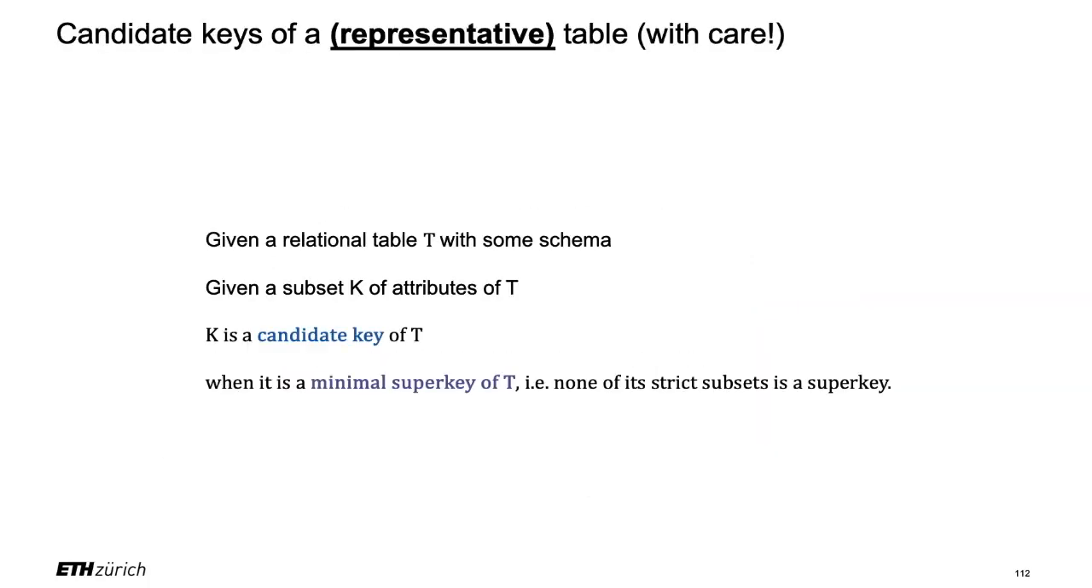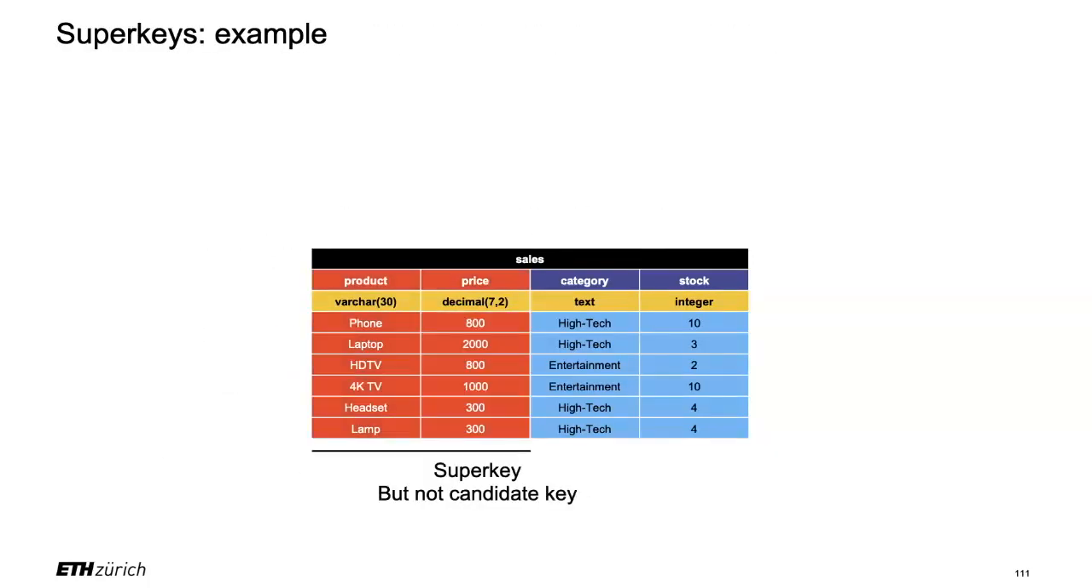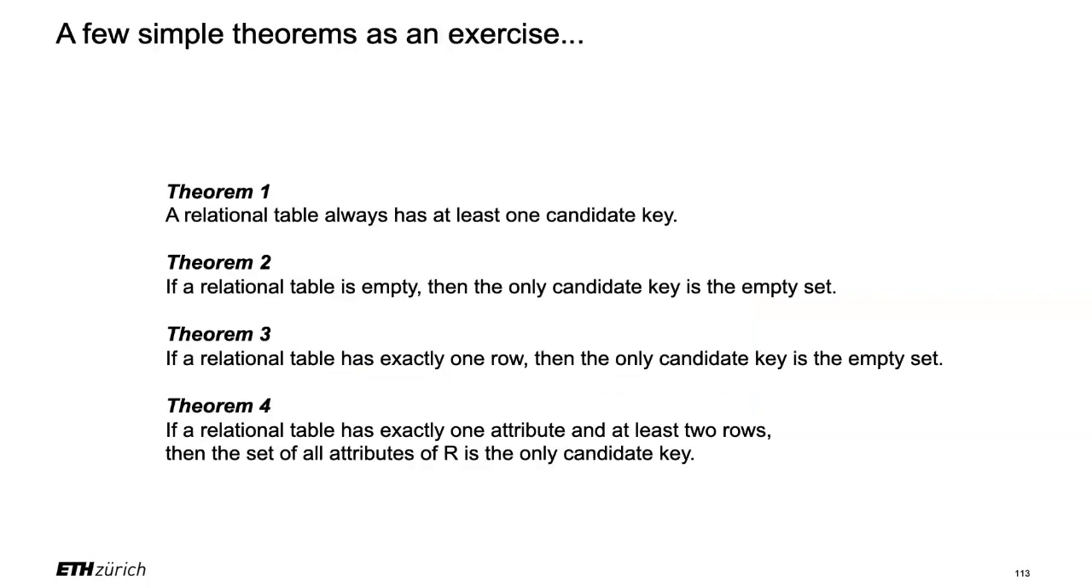Super key, candidate key. And again, that's the difference between super key and candidate key: a super key doesn't need to be minimal. And I have a few theorems for you. The first theorem is that if I give you a relational table, and I assume it's typical and representative of the universe, then there's always at least one candidate key. It cannot be that you don't have any candidate key. That has to do with the fact that it's something that is minimal in a finite set, so it always exists.